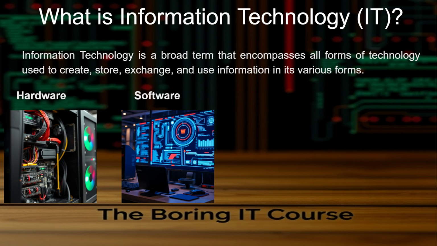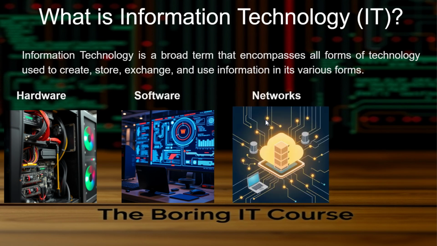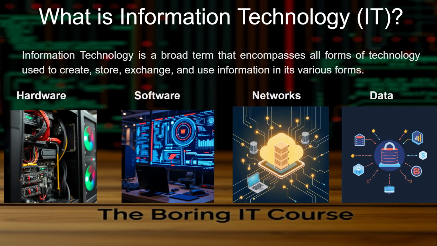The third component is networks. Networks are what allow computers and other devices to communicate with each other. These can be on a small scale, like a home network, or on a large scale, like the internet. Lastly, we have data. Data is the information that is processed or stored by computers. It can be anything from a document you save on your computer to the data collected by a fitness tracker. These components work all together.